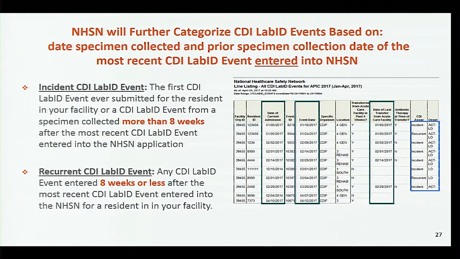So was the resident on antibiotic therapy at the time of transfer? Because that may be an indication of burden coming into your facility. You can also include the CDI assay, whether it was incident versus recurrent, as well as the categorization in your line list. So if you have an administrator come to you and want to know what is the burden of C. difficile in our facility, this is a great report that you can run and show your administrator. And Elizabeth will be showing you all during her lab session today and tomorrow how to run this report.